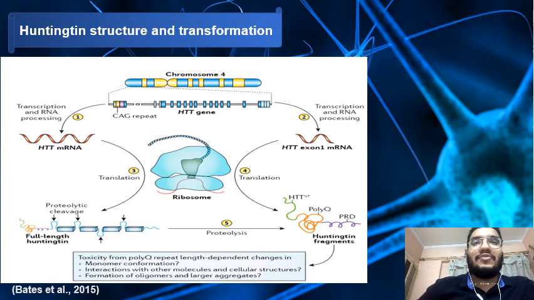The HTT exon 1 fragment consists of the 17 amino acid N-terminal sequence HTT-NT, the polyglutamine polyQ sequence encoded by the CAG repeat, and a proline-rich domain, PRD. The full-length huntingtin protein consists of this exon 1 sequence followed by a series of ordered and disordered protein segments.